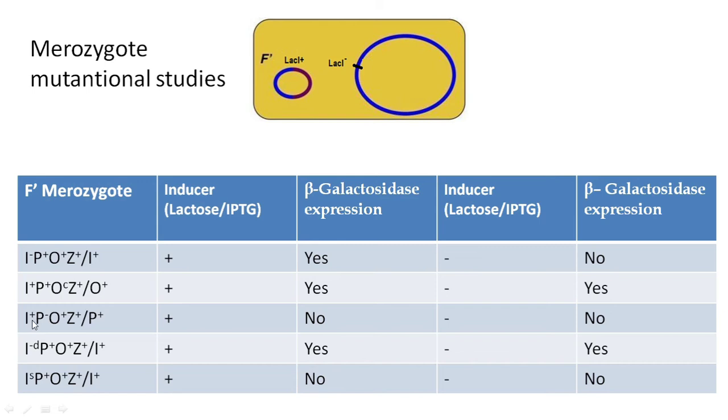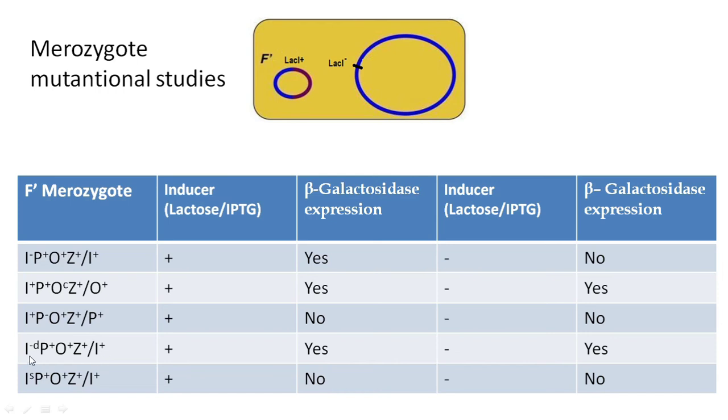Now let us see when P is mutated and you have rescued P with a plasmid. In this case it will not work, because P is required at cis position like O. So in absence or presence of inducer, when my P is mutated, RNA polymerase will not be able to bind, whether lactose is present or absent. In case of absence, the Lac repressor has already bound there, so there is no question of expression.